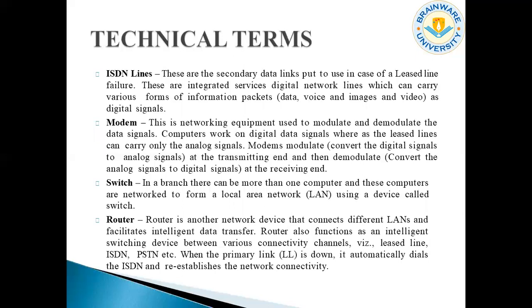Then you need the ISDN lines, which are secondary data links put to use in case of a leased line failure. So if your first option is not available, then you can take the backup from the ISDN lines. Then, since you're using the internet in core banking, you should have the modem, then the switch and the router. So all these are the technical portion behind the core banking system.